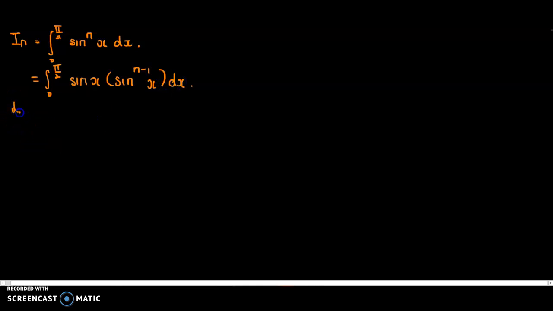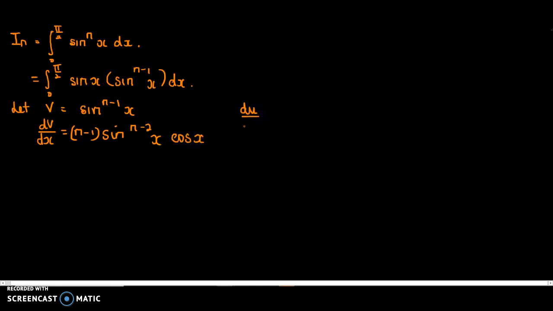So we're going to let v equal to sine n minus 1 x. So our dv, and we're going to differentiate this using the chain rule, would be n minus 1 times sine, we reduce the power by 1, so we get n minus 2 x. And don't forget to multiply by the differential of sine x, which is cos x. Over du dx, that is equal to sine x, and the integral of sine x is equal to negative cos of x.